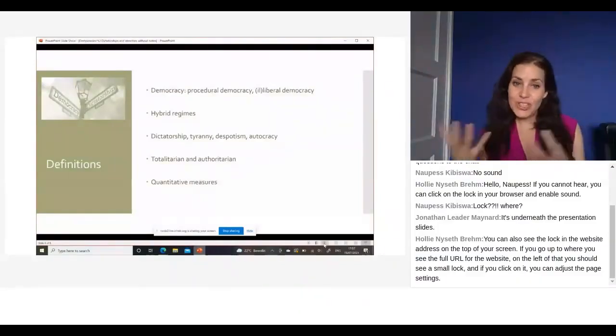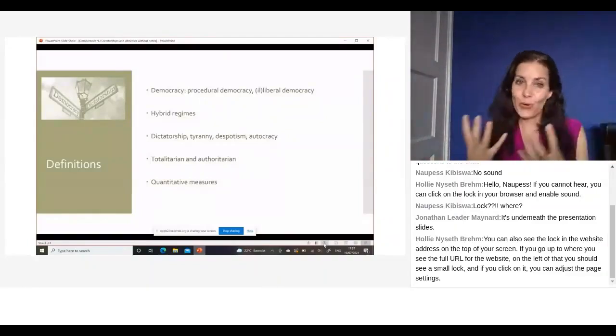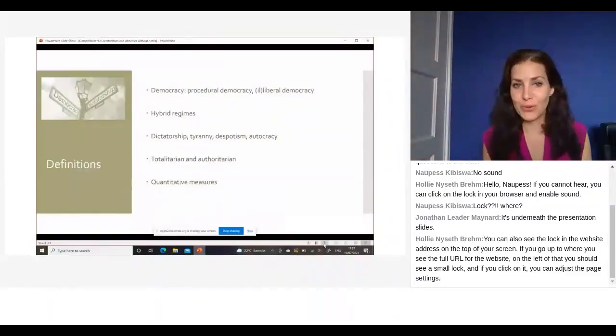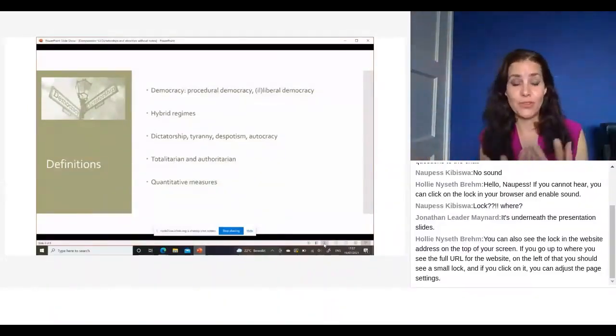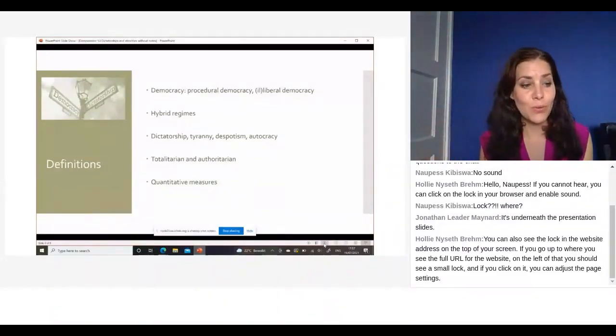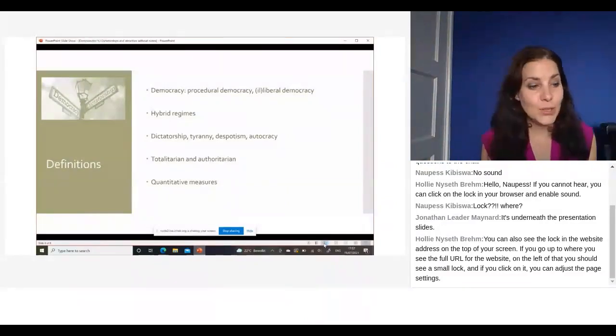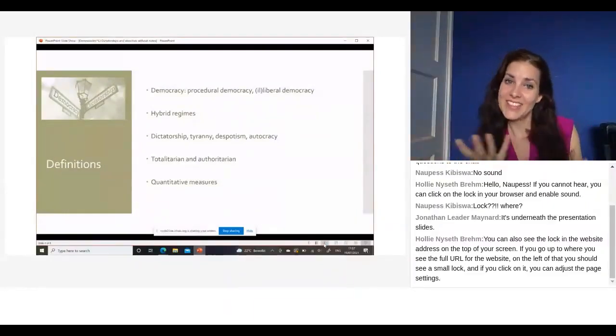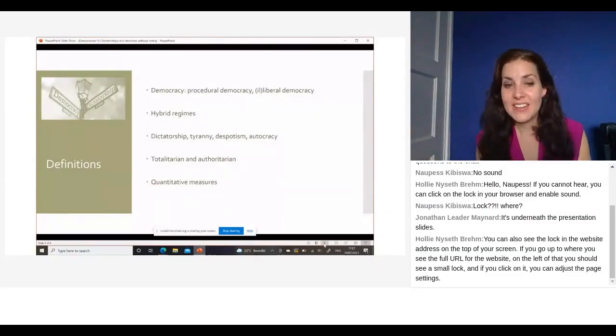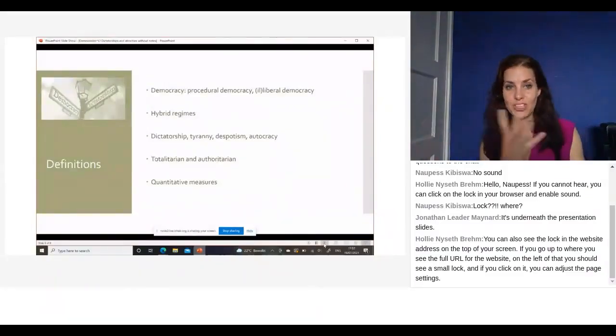So these regimes that are neither fully democratic or fully dictatorial are often referred to as hybrid regimes. So liberal democracy you could see as a concept of that. And some scholars have warned that this typology of different hybrid regimes almost leads to more confusion than it enlightens.